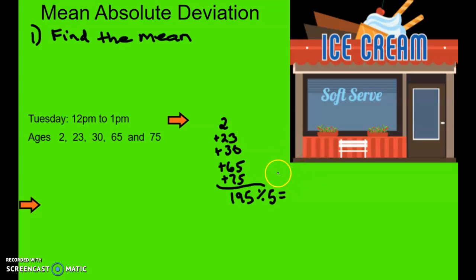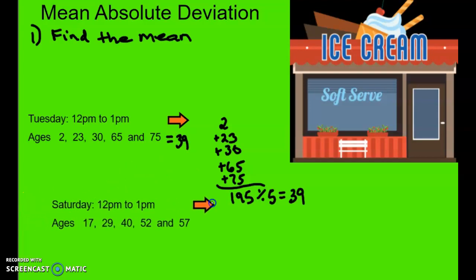I'm going to divide those 195 by the 5, and I'm going to get a total of 39. Okay, so if you divide that and you do all that work, you'll figure out that you have 39. So the mean for this data set of numbers is 39. Okay. Now let's just say you took the survey again on a Saturday.